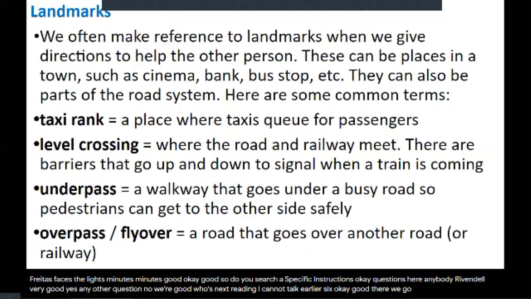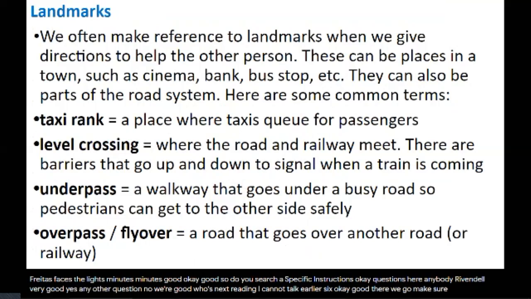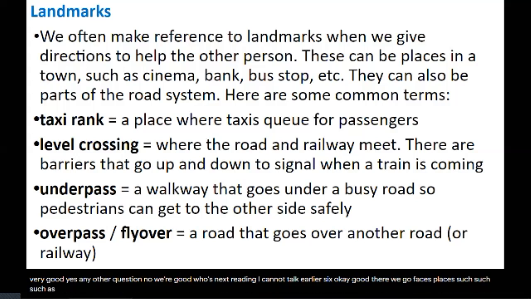Landmarks. We often make reference to landmarks when we give directions to help the other person. This can be placed in a town, such as cinema, bank, bus stop, etc. They can also be part of the road system. Here are some common terms. Taxi rank equals a place where taxis queue for passengers. Level crossing equals where the road and railway meet. There are barriers that go out and down to signal when a train is coming.